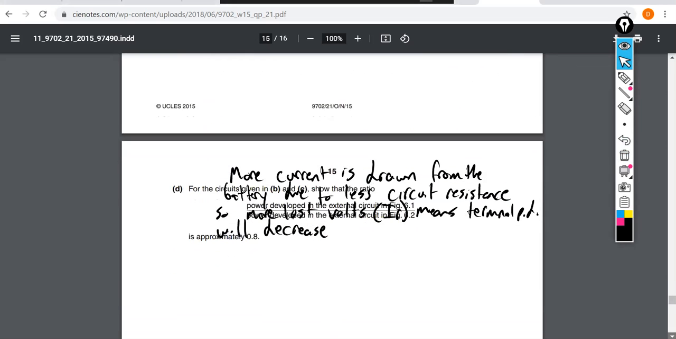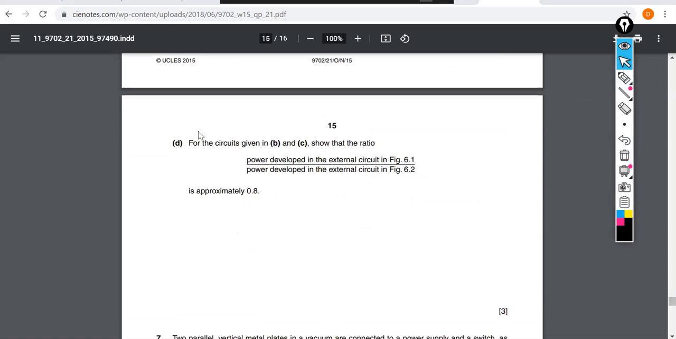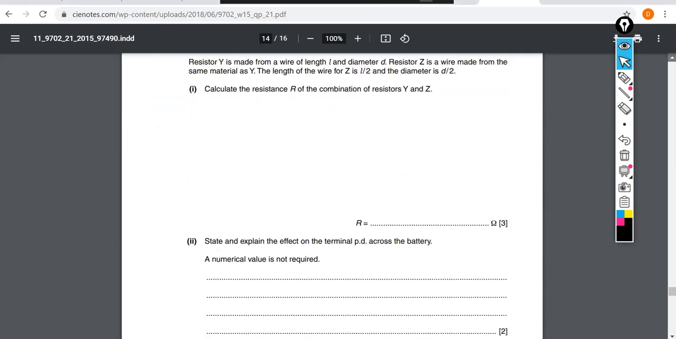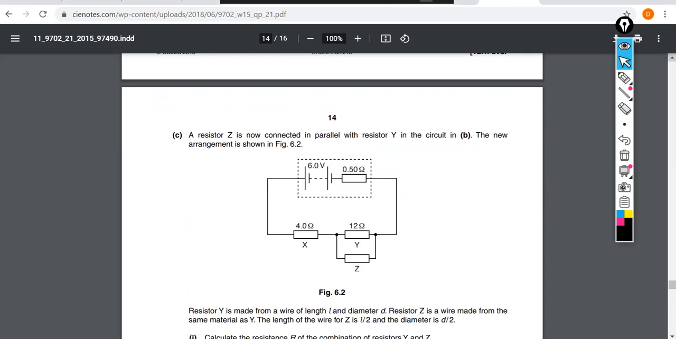Moving right along, it says, for the circuits in B and C, show that the ratio of the power developed in the external circuit in figure 6.1 compared to the power developed in the external circuit in figure 6.2 is approximately 0.8. Right, and so this was the final one. So we need to calculate the power developed in the external circuit in both figure 6.1 and 6.2. And we should be able to show that the ratio of those powers is 0.8.